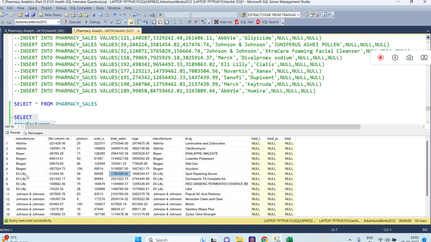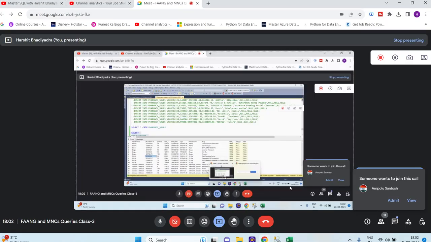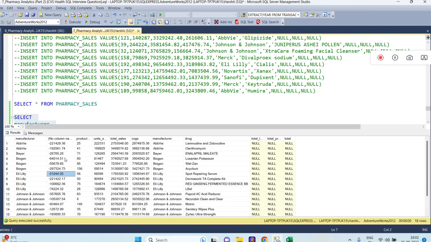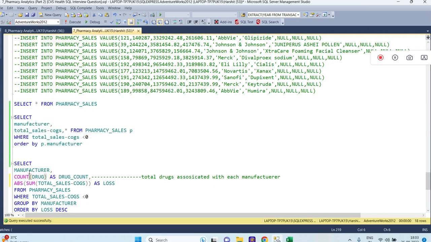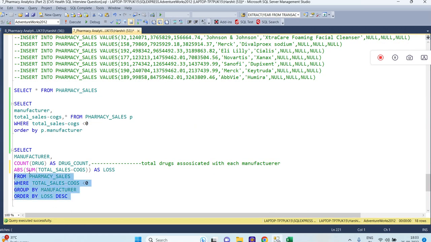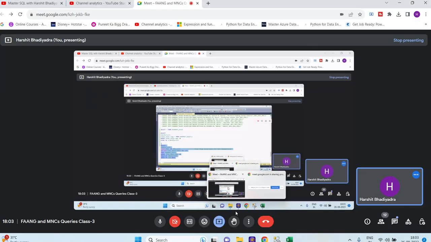We want the count of the drug and the sum of total sales which occurred in the negative, meaning total sales minus COGS value we require, which is also less than 0. So that we need only one value, we have done the group by manufacturer over here. Because we are using count and sum aggregate functions, we need to use the group by clause, right?